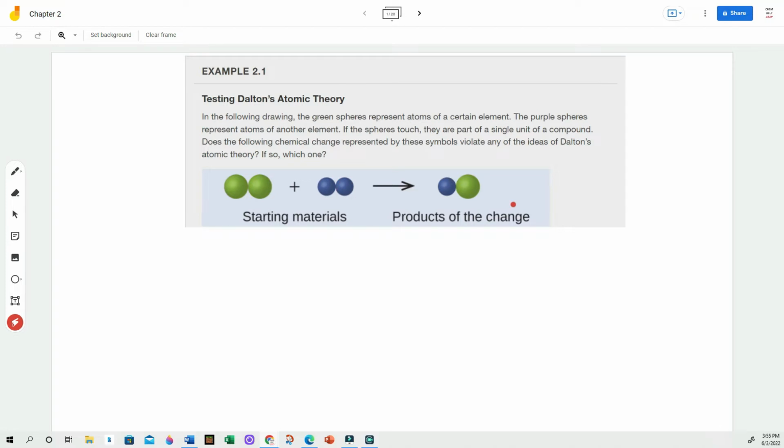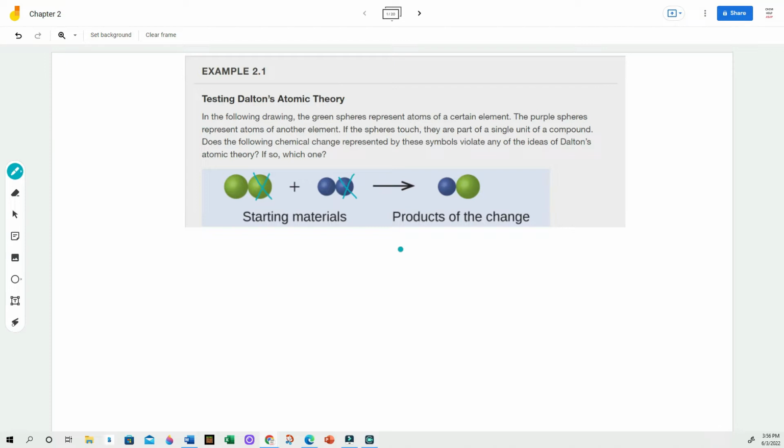So I have lost a green sphere and a purple sphere. In Dalton's atomic theory, it specifically states that atoms are neither created nor destroyed in a chemical reaction. But this chemical reaction has destroyed one green one and one purple/blue atom. So this has violated Dalton's atomic theory, and that's the specific one it has violated: we must conserve the number and the types of atoms. Okay, so that is problem 2.1.